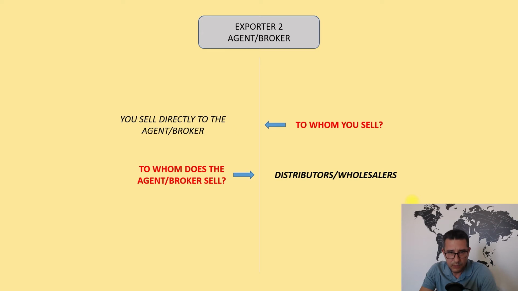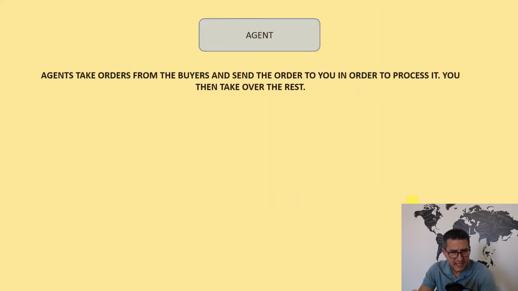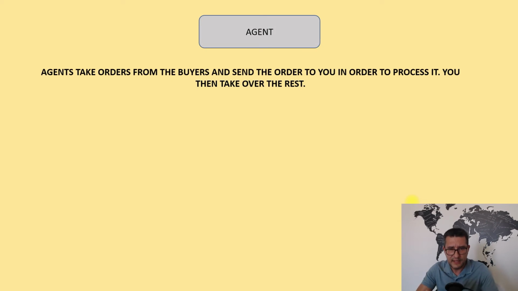And I will begin with agents, who basically take orders from the buyers and send the orders to you in order to process it. You then take over the rest, from, I don't know, delivery of the products and invoicing to collection and after sales services, of course, if this is needed. An agent is usually an individual acting on their own, or, I don't know, as a contracted company, and they are usually paid a commission based on the sales they generate.